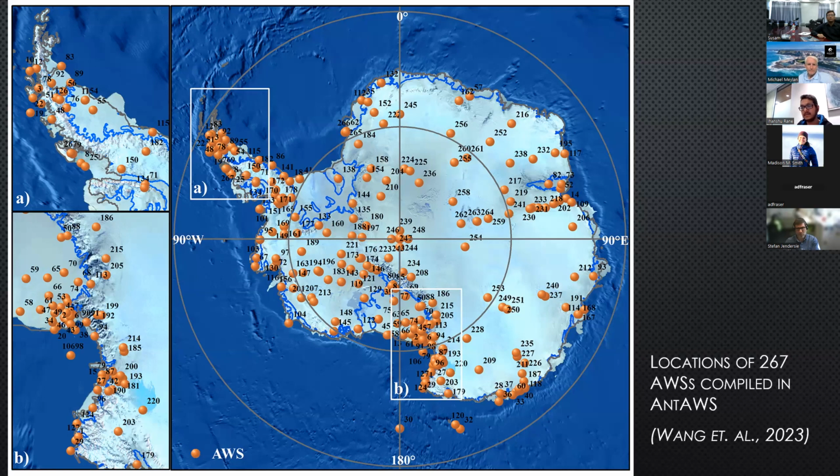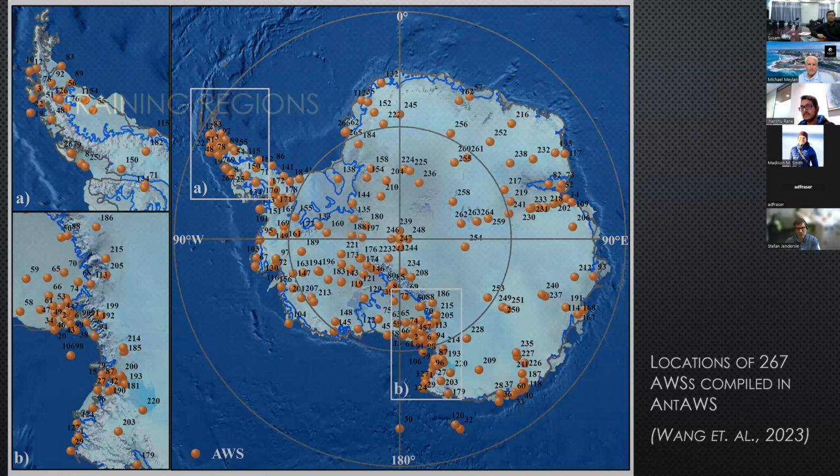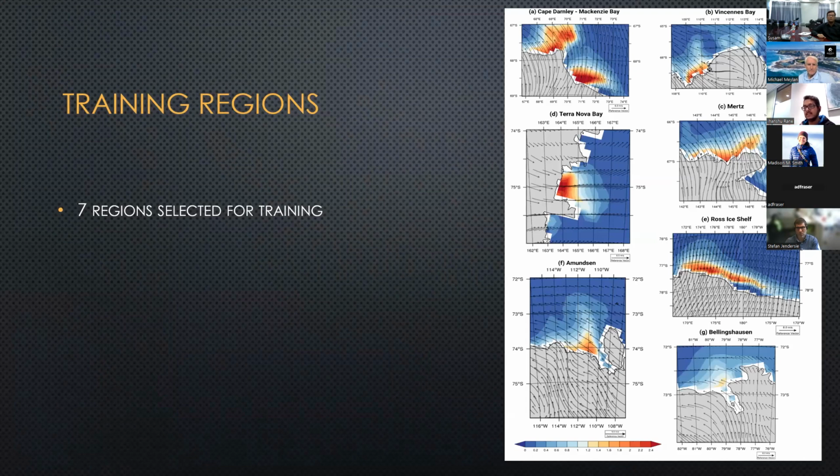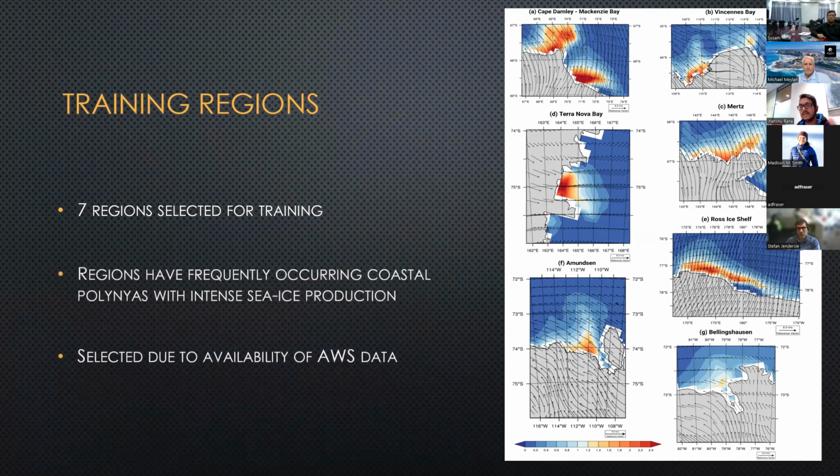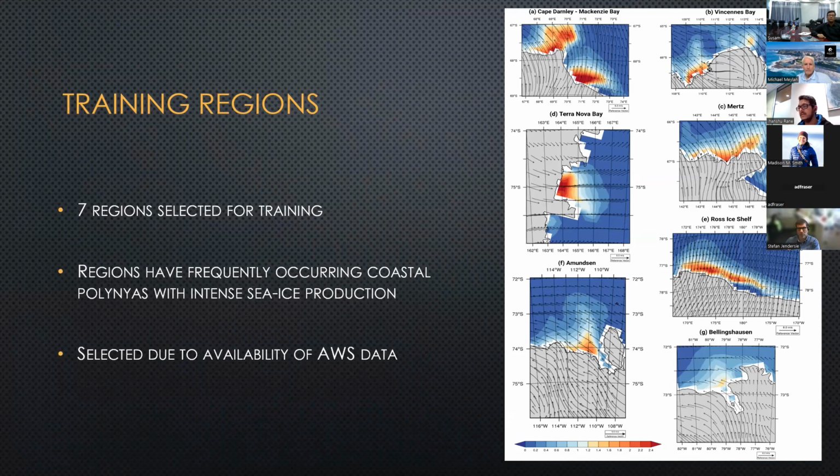Now for training the model, we have selected these 7 regions. So this image shows the sea ice production for these regions overlaid with surface wind vectors. And these are climatological means averaged over the months April, May, June. So we can see here that these regions have frequently occurring polynyas with intense sea ice production. And these regions are mainly selected due to the availability of AWS data in these regions.